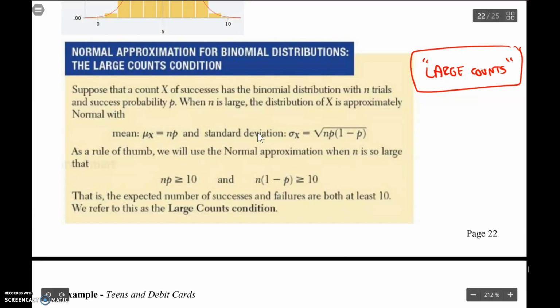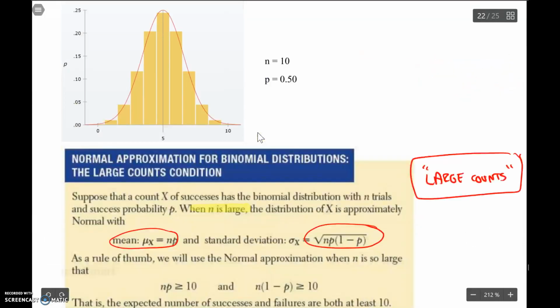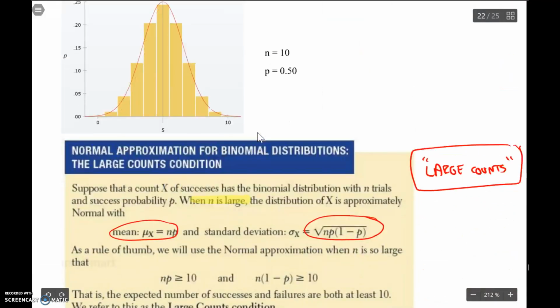So if we have a binomial distribution with n trials and p success rate, when n is large, the distribution of a binomial distribution is approximately normal, with a mean of np and a standard deviation of the square root of npq. This is just the mean and standard deviation we studied before, but it's normal with that mean and that standard deviation. So this just says when n is large. Well, the question then becomes, how large does n need to be? And it's related to the probability also.